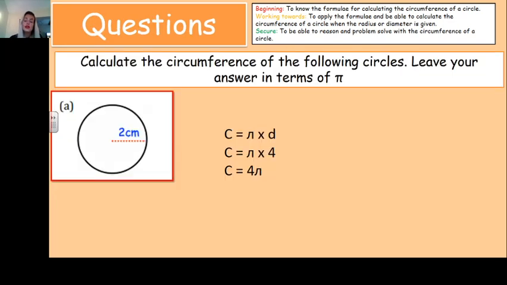So, often in the question, they'll say leave your answer in terms of pi. So I just want to give you a quick example of how we would do that. So here's our circle, and they've given us a radius of 2. So it would be pi times diameter, and the diameter would obviously be 4, okay? Now it says leave your answer in terms of pi, so your final answer would just be 4 pi. You don't need to do that last calculation.